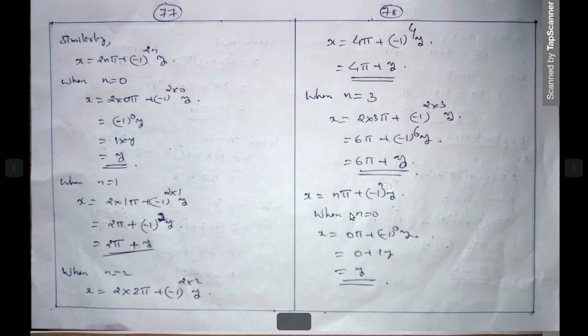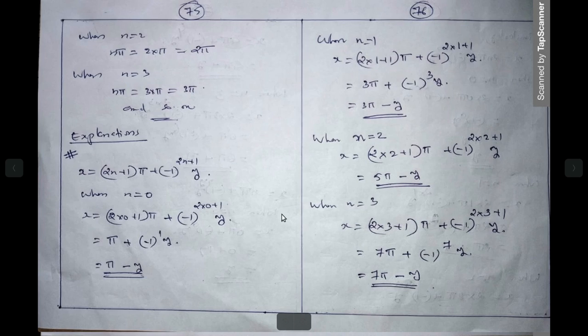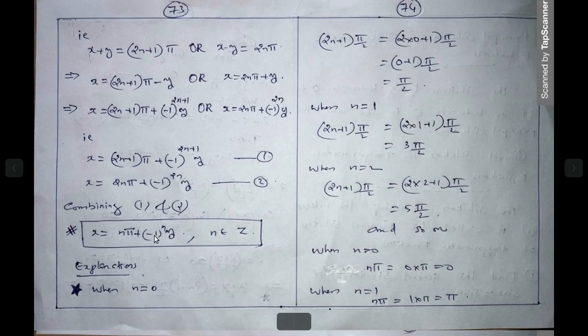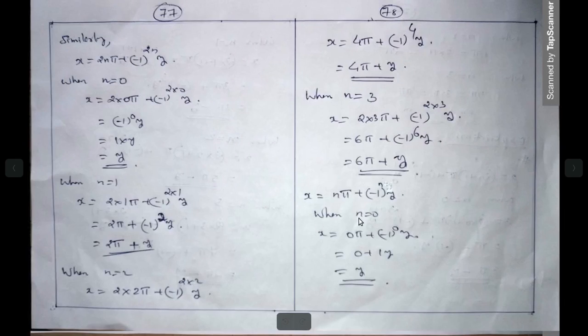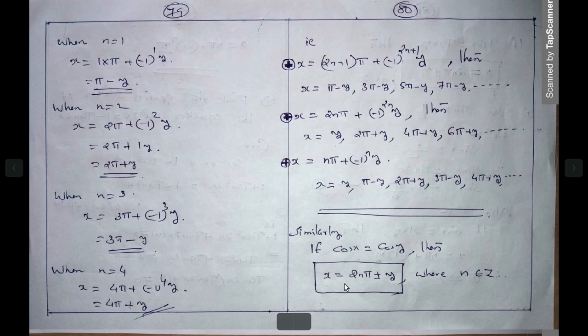That is, x is equal to n pi plus minus 1 whole raised to n into y. Then when n is equal to 0, the answer is y. When n is equal to 1, the answer is pi minus y. When n is equal to 2, the answer is 2 pi plus y. When n is equal to 3, 3 pi minus y. When n is equal to 4, 4 pi plus y. You can calculate all these values.